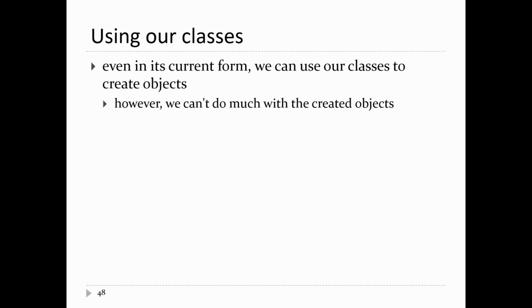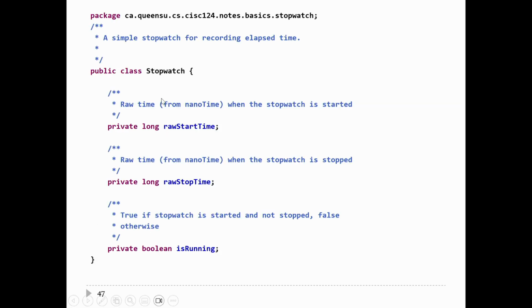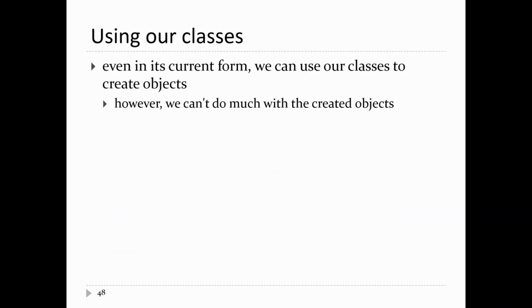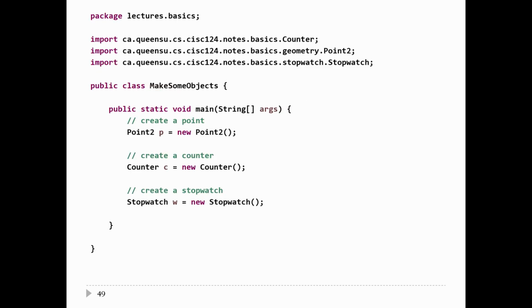Okay, so we've got three classes. They've got nothing but names and fields, right? That's it. But in their current form, you can in fact use them to make objects, right?